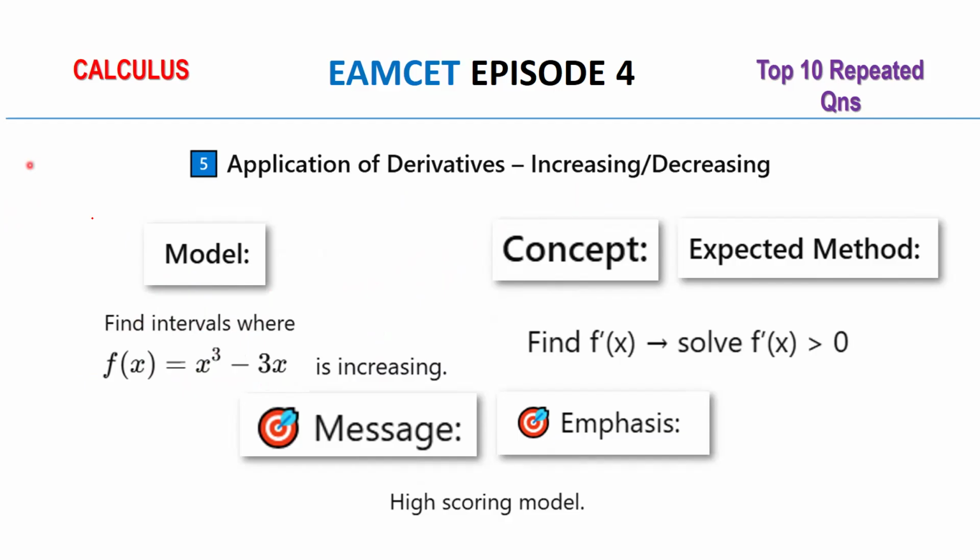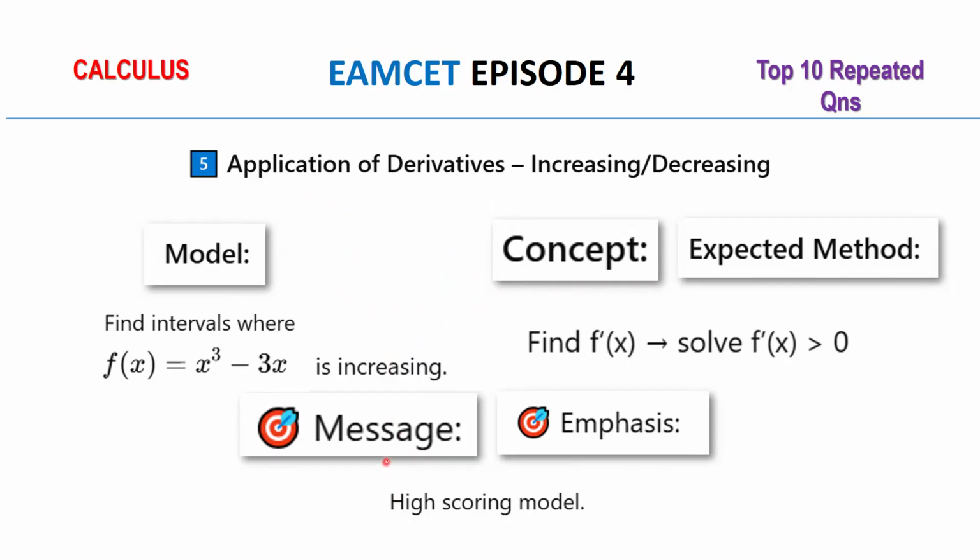That means what you should do first: if you are given f of x, find f dash of x, then find critical points where f dash equals 0, then you get a range for x, whether it is open brackets or square brackets, whatever it is. Then find in which interval f dash of x is positive. Then you get the result. That is how you have to try to do this problem. I'm not solving these problems here, but rather I'm giving you the pattern of the problems. That's it. This is also a high scoring model.